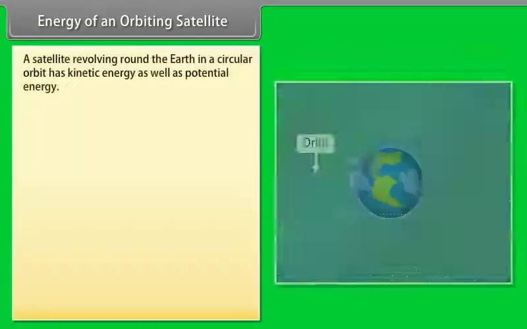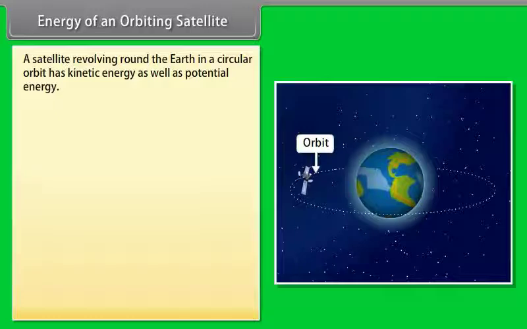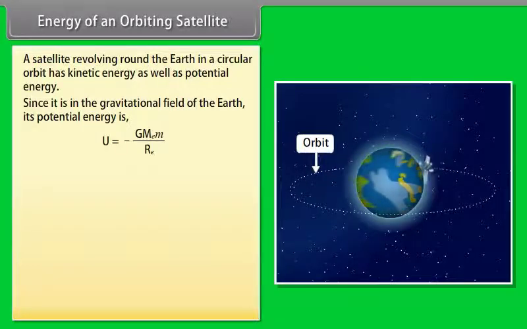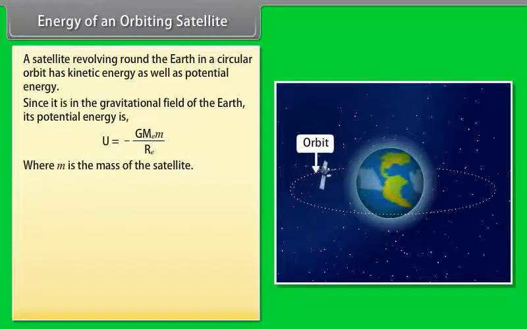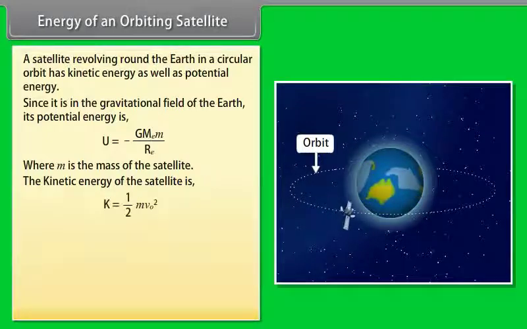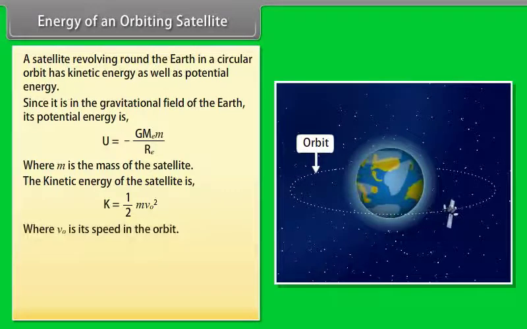Energy of an orbiting satellite. A satellite revolving round the Earth in a circular orbit has kinetic energy as well as potential energy. Since it is in the gravitational field of the Earth, its potential energy is U = -GMem/Re, where m is the mass of the satellite.